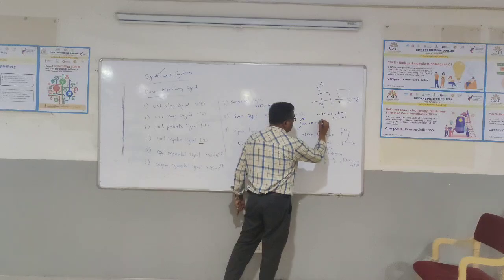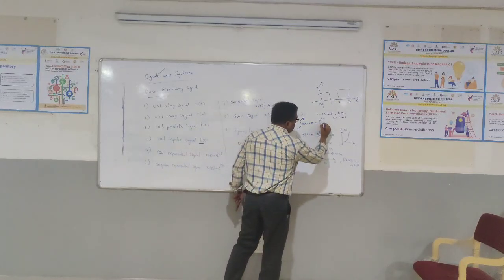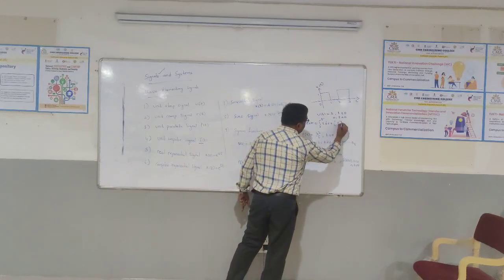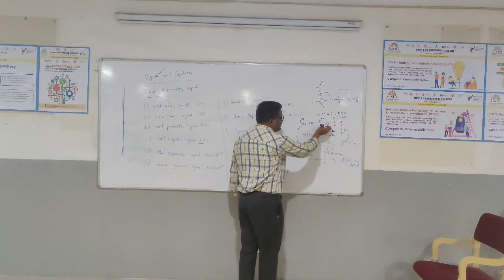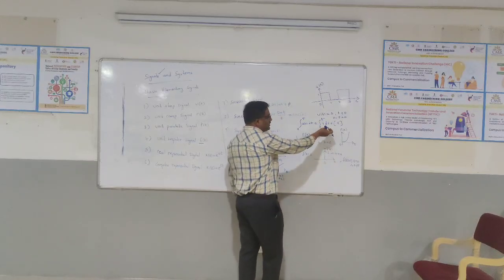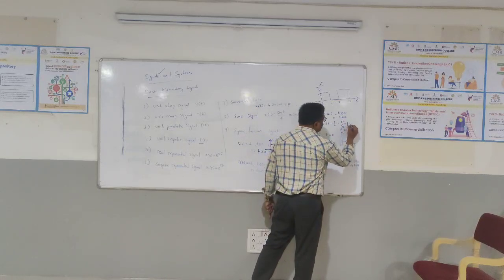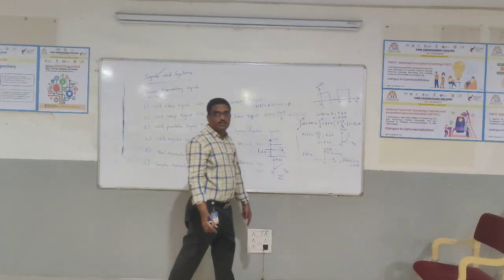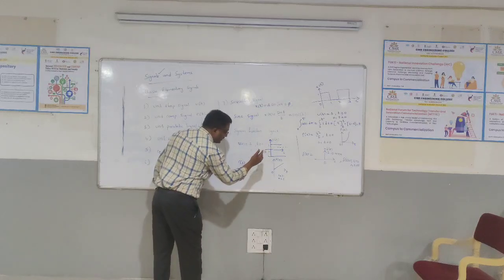In 0 to t, the U of t amplitude is 1, dt. The integration of 1 is small t, and here I am integrating the signal with respect to t, that's why I am taking limits 0 to t. If I put the limits, t minus 0, so the output is small t.